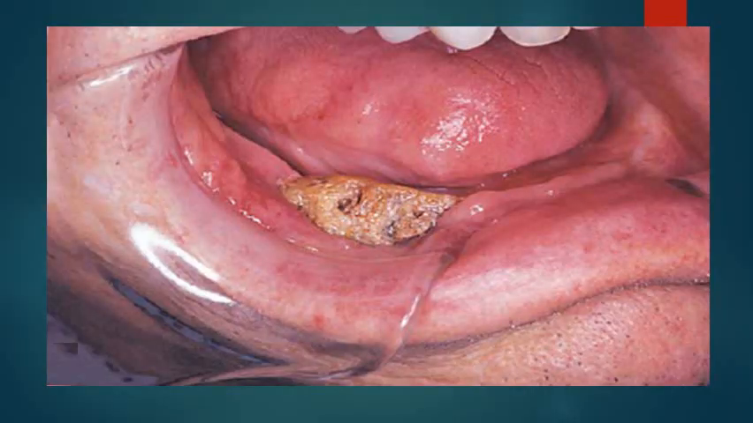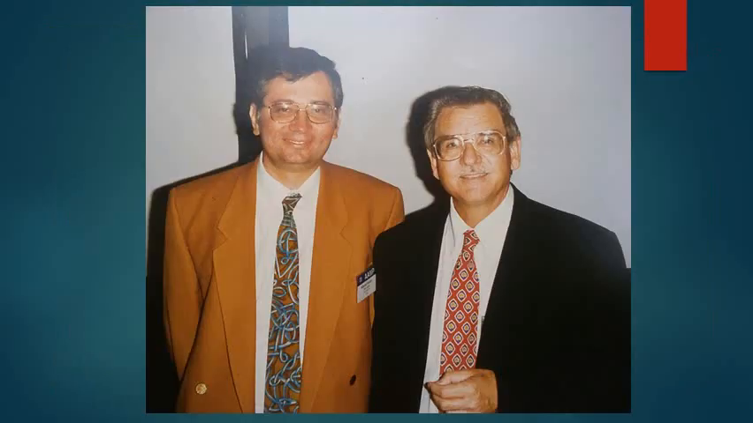Here is osteoradionecrosis in a completely edentulous mandible. This is a very annoying situation. I have met it in my life about 3 times. This photo is with Professor Robert Marx.